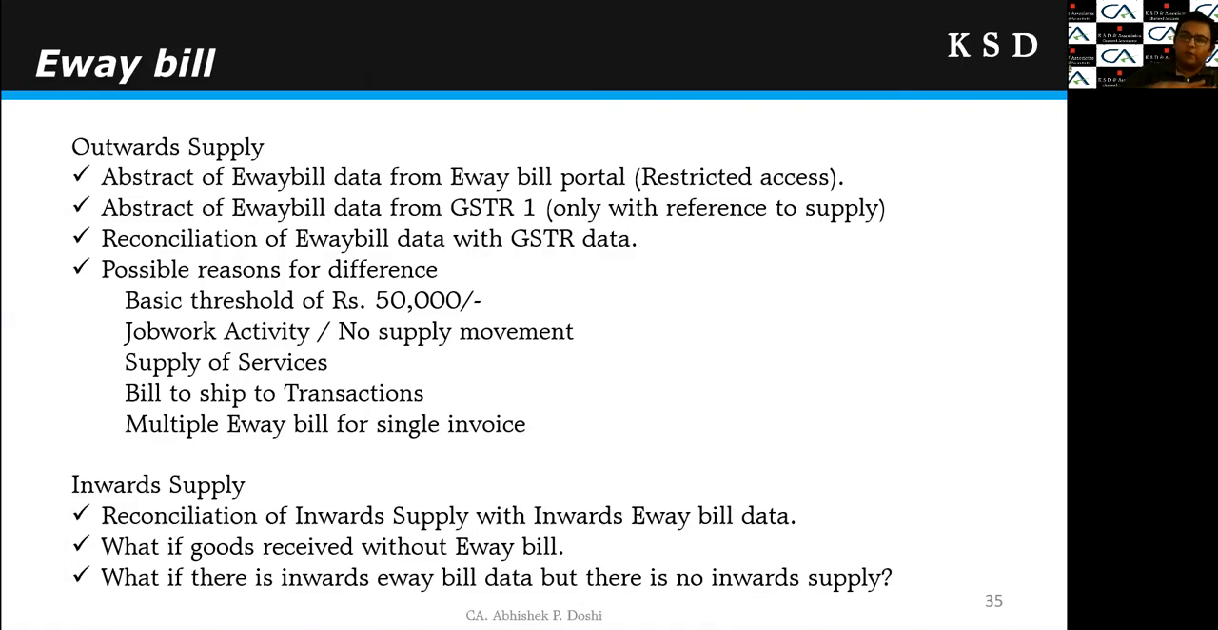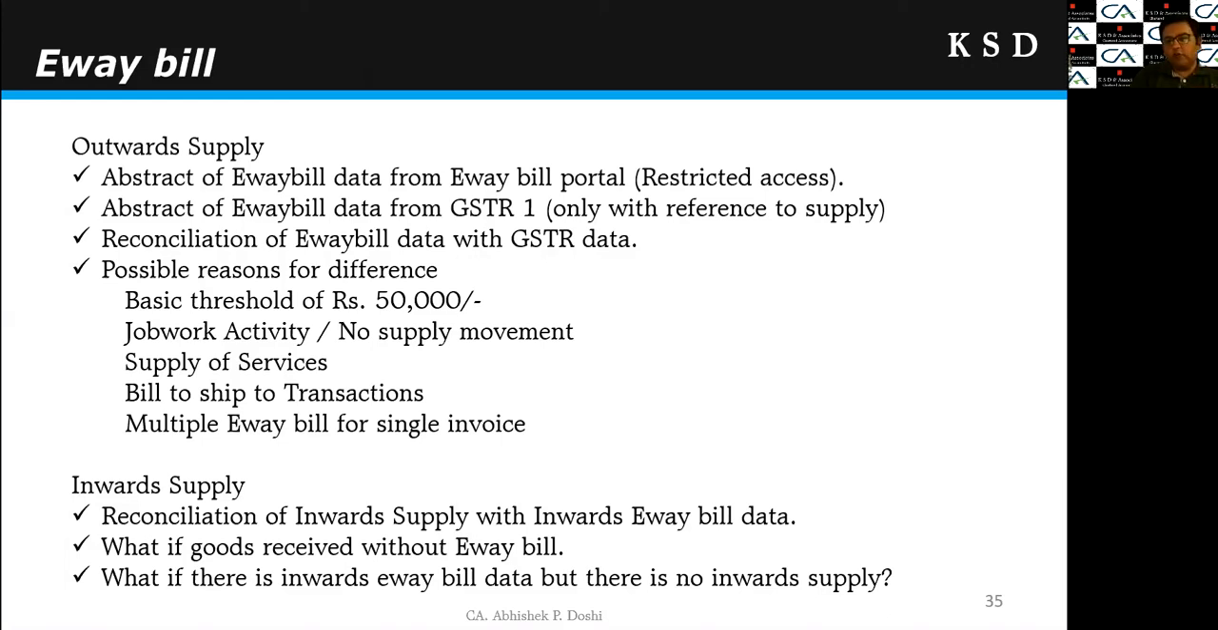But we should keep aside these differences. Ideally we should focus on the supply data only, on whether for all supply or sales transactions the EVA bill provisions are duly complied with or not. If there are violations of the EVA bill provisions, we need to see what the consequences are and how we can report the same. Right? So this is about the outward supply with reference to EVA bill data, and now inward supplies.